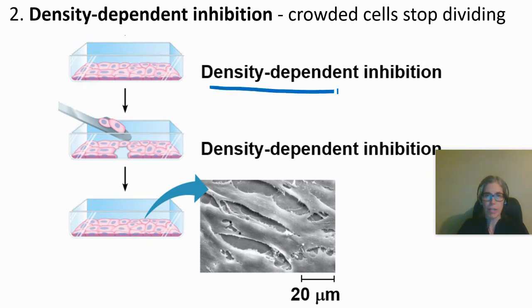So density-dependent inhibition means if a cell is surrounded by other cells that are like it, they will stop dividing. Cancer cells won't do this. So here are cells in a petri dish or a culture dish, and they are all surrounded by other cells, and they don't divide. But if you scrape a few of them off, sort of like if you got a tissue wound, the cells would do more mitosis.